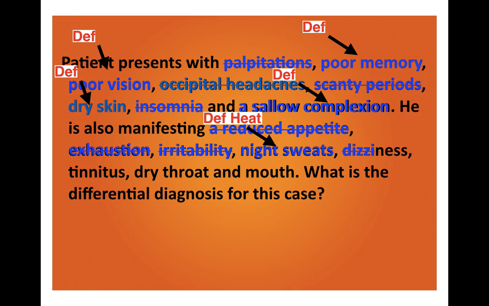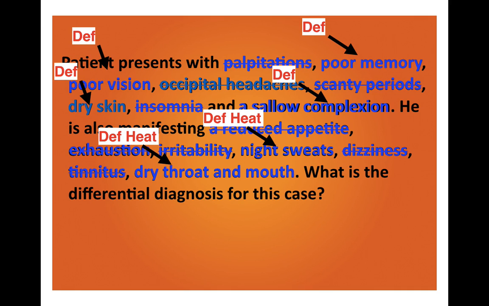Then we get to dizziness and tinnitus. We're going to cross them both out. They can be due to excess phlegm, they can be due to liver fire, liver yang rising, but also they can be due to blood deficiency, or they can be due to yin deficiency, like kidney yin can lead to tinnitus, can lead to dizziness. Same thing with kidney yang as well. So it doesn't help us here. Then we have dry throat and mouth. That's always deficiency heat.